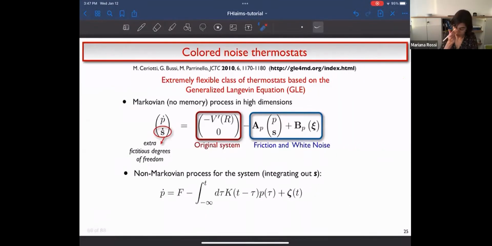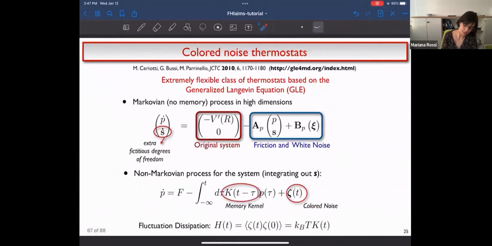And if you integrate out these S degrees of freedom, you have for your physical system something that is not Markovian anymore. What does it mean? It means that the friction term or the friction kernel has memory of past times. And the fluctuation dissipation theorem now looks like this. You have the time correlation of your colored noise now, which is kBT times this memory kernel that you have here. So why is it colored? Because the Fourier transform would not be flat. It would have some structure in frequency space.